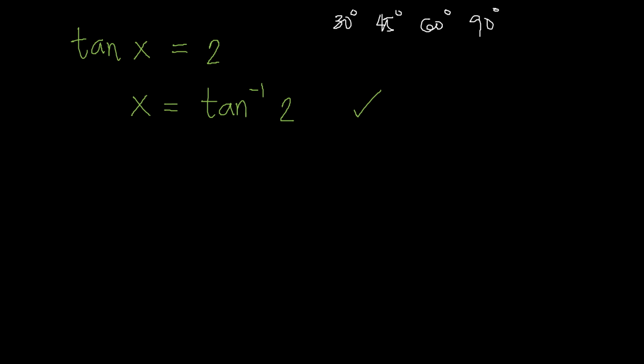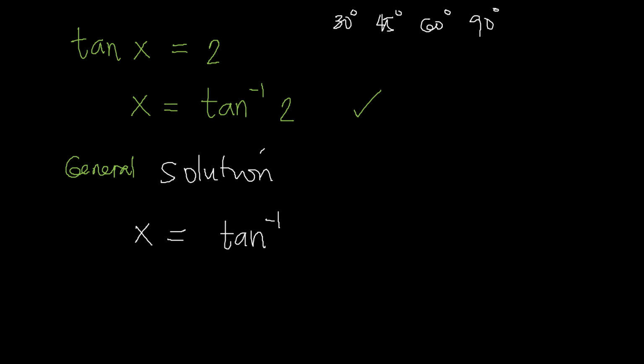So when it comes to the general solution of that equation, we know that the period of tangent x is pi, so therefore the general solution is x is equal to arctangent of 2 plus n pi.